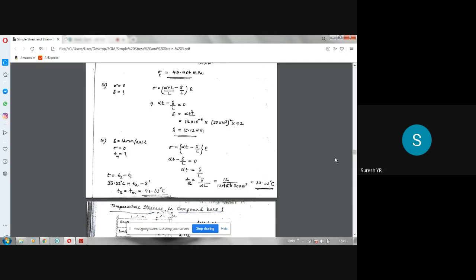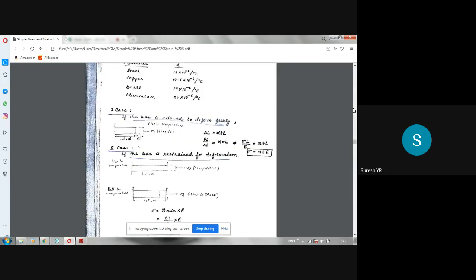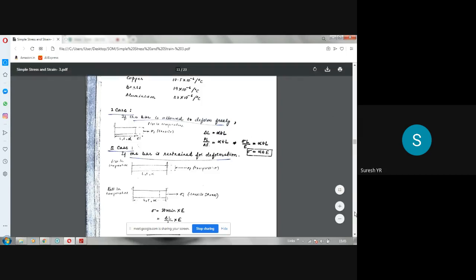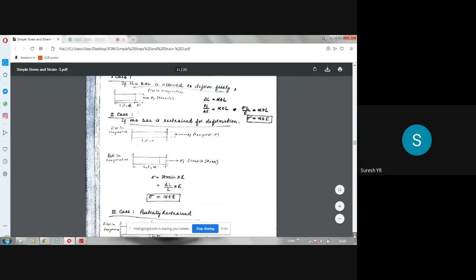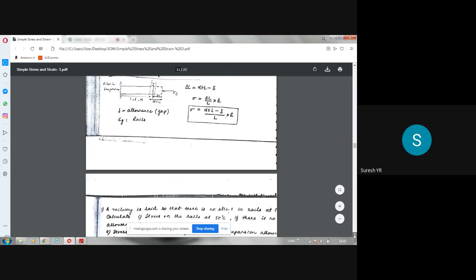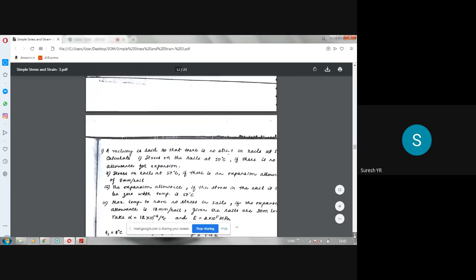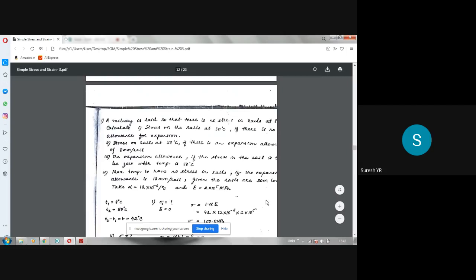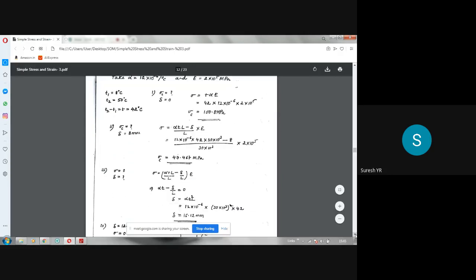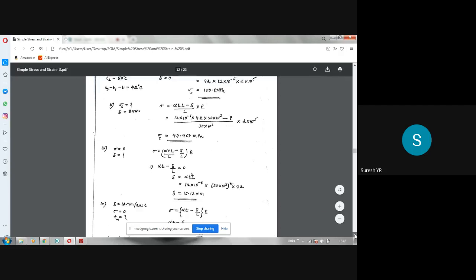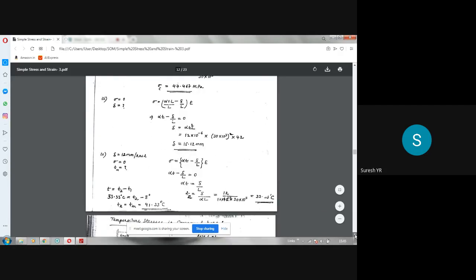So these are the types I have explained. All the four cases, see here. First case, pre-expansion. Second case, both the ends are restrained. Third case, partially restrained. So any one of these can be unknown. Stress can be unknown, temperature can be unknown, allowance can be unknown. So these three are the unknown: temperature, stress, allowance. In the same problem, all the four cases have been taken care of. So this is the case of a simple bar. Only one bar is there. When only one bar is there, how that temperature stresses can be found out.